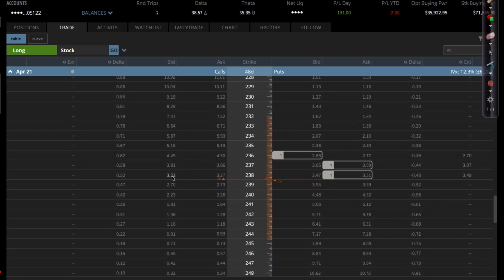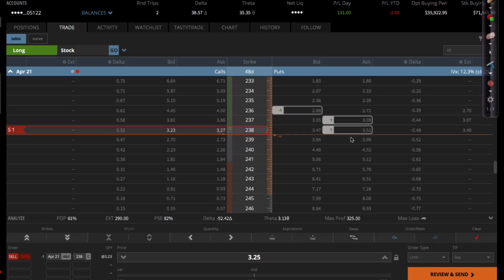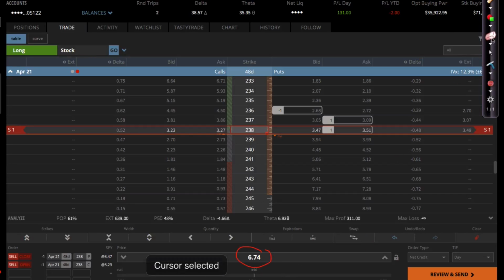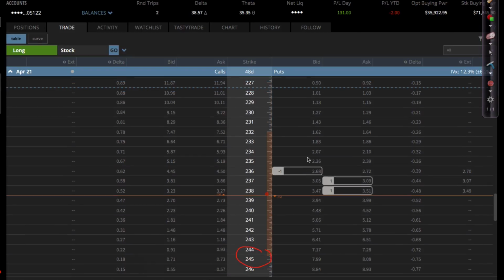This would be a straddle, selling the at the money call and the at the money put. So at the money is at the current stock price. So it's currently at 238.34. Closest we have to that is 238. Now look at the credit of this straddle. It's 674.